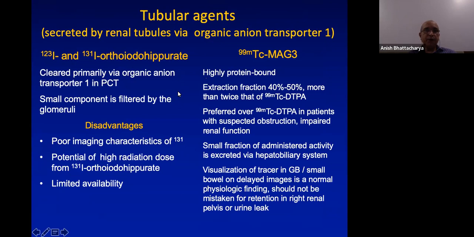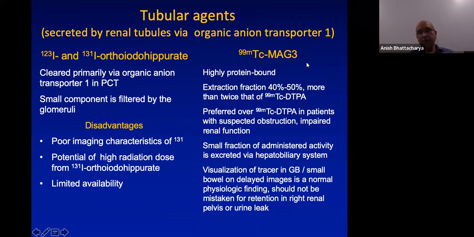Among the tubular agents, there are I-123 and I-131 orthoiodohippurate and technetium MAG3, along with the iodine-labeled iodohippurates. The disadvantage is that if you're using I-131, the imaging characteristics are poor and you have a higher radiation dose because, as I said, I-131 is a beta-gamma emitter. There will be beta radiation also. With I-123, the availability is limited. So you're left with technetium MAG3 and technetium EC.